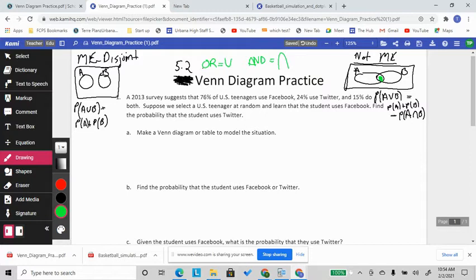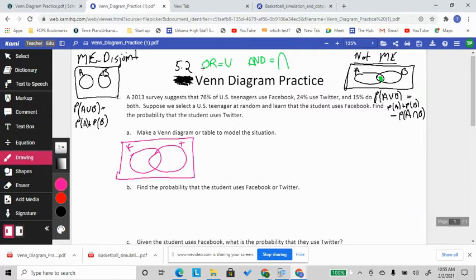Okay, so let's try a couple problems. A survey suggests that 76% of teenagers use Facebook, 24% use Twitter, and 15% do both. Okay, so we're talking about Facebook and Twitter. So I make a circle for Facebook. I make a circle for Twitter.